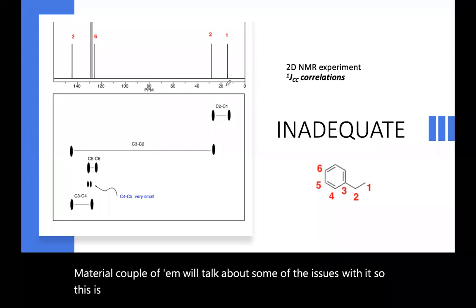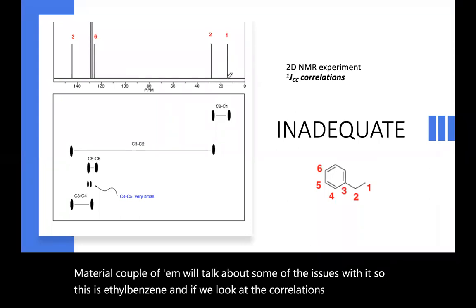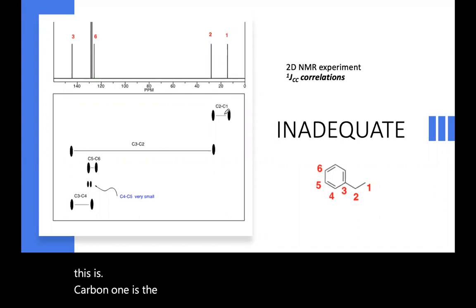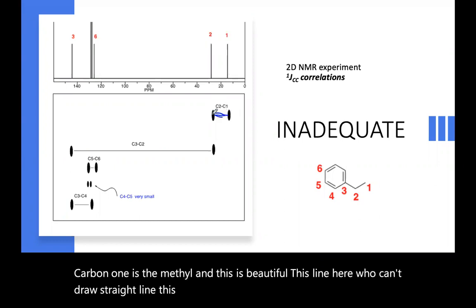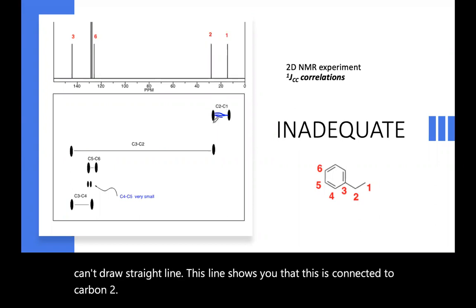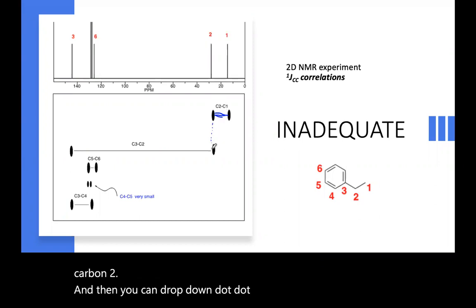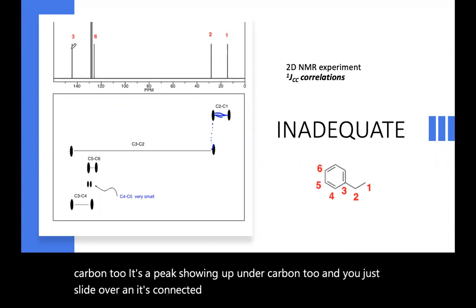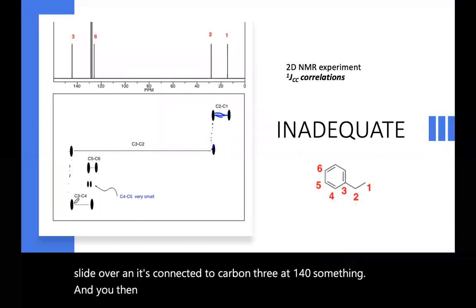And if we look at the correlations here, this is carbon one, the methyl, and this is beautiful. This line here, oops, can't draw a straight line. This line shows you that this is connected to carbon two. And then you can drop down, because this is also carbon two. It's a peak showing up under carbon two. And you just slide over, and it's connected to carbon three at 140 something. And then you drop down, and whatever is aligned with it is bonded to it.